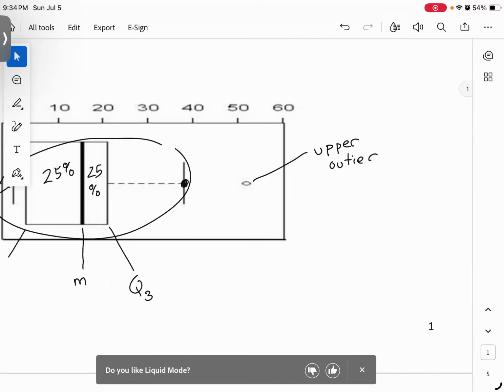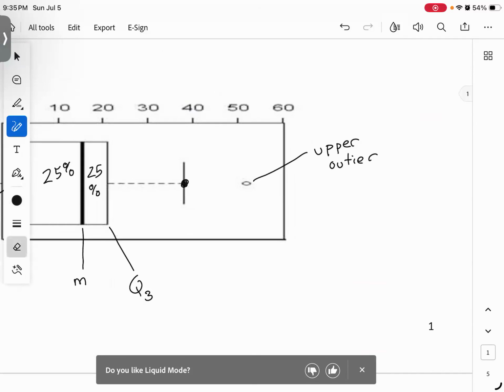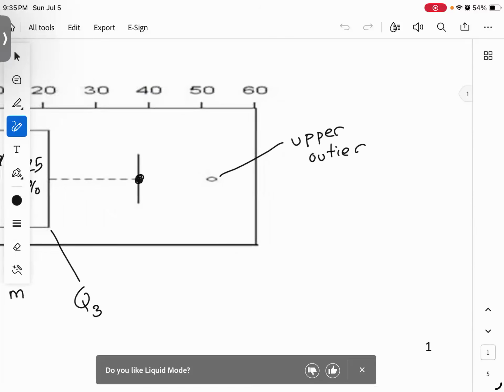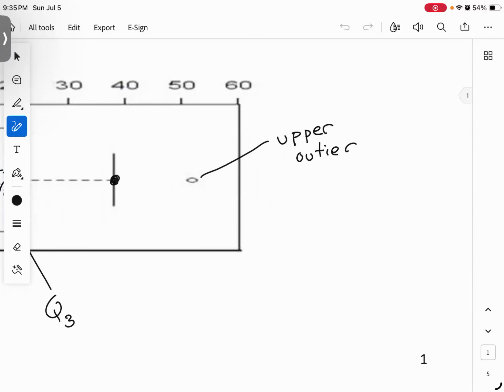Oh, I do want to keep that. Than the rest of all the other numbers in the set. And so, anytime you do have an upper outlier, we do have to consider those. Those are part of the data. And so now this would all of a sudden become the max value, right? 52 or whatever it is.